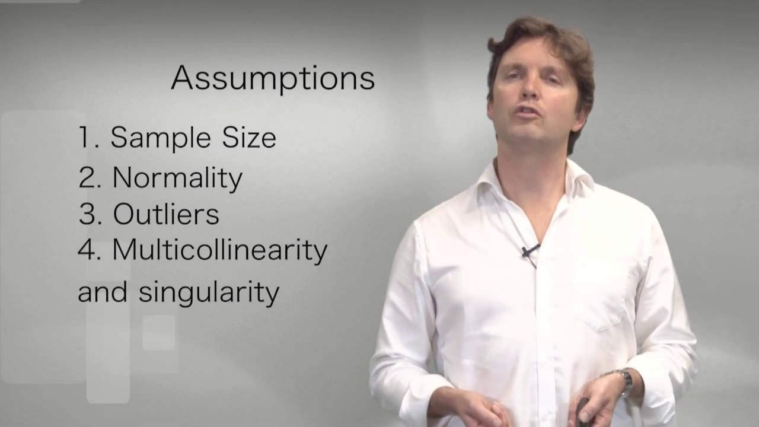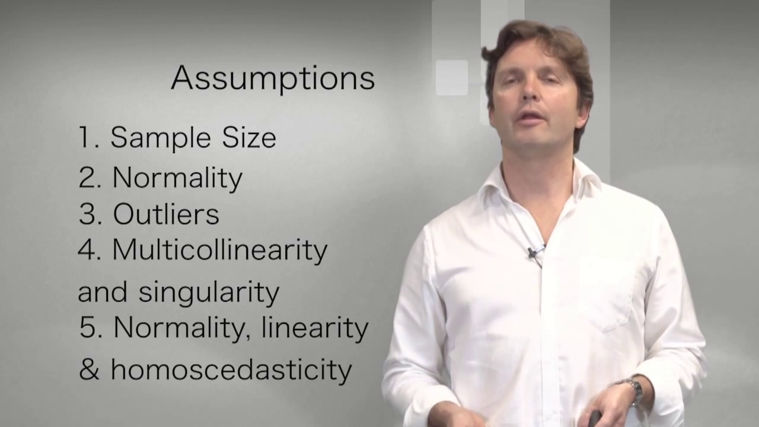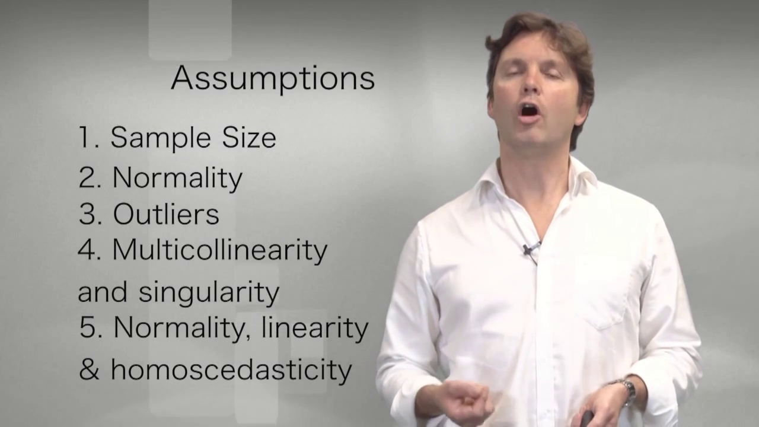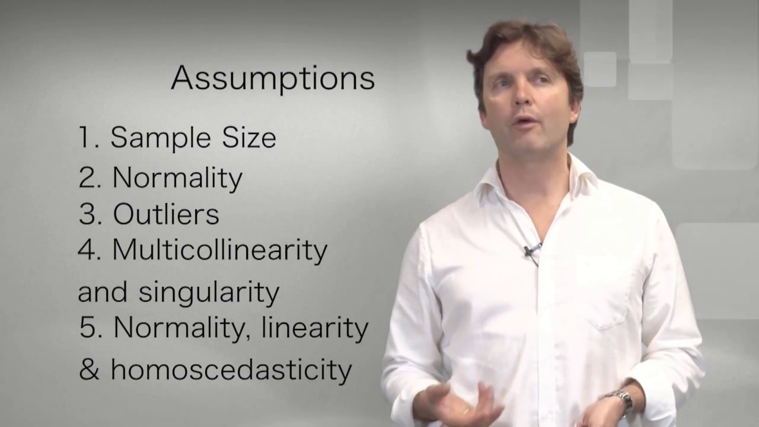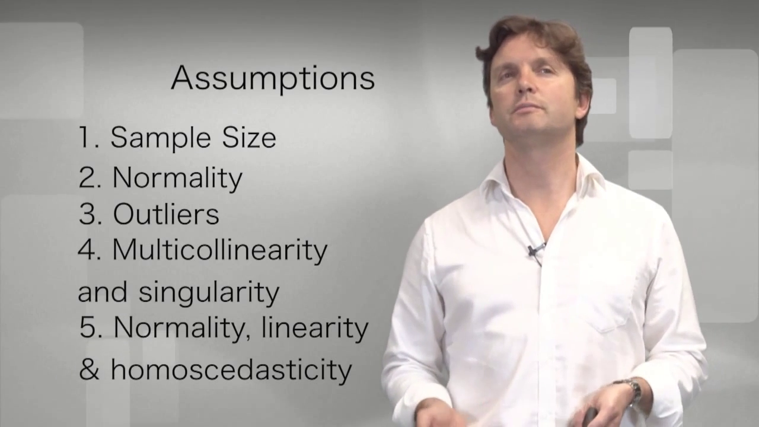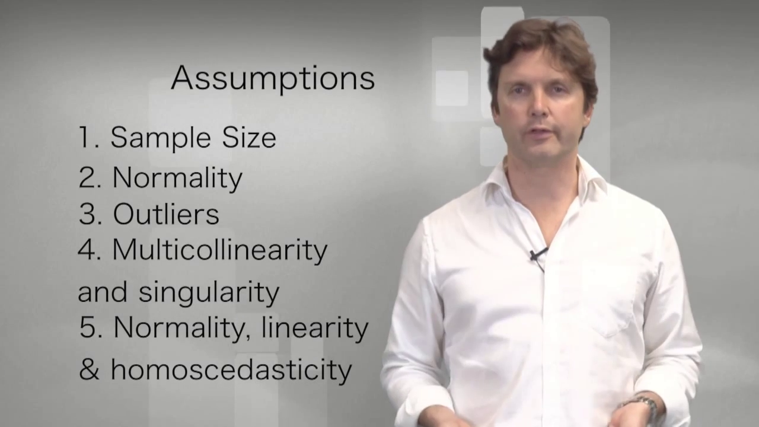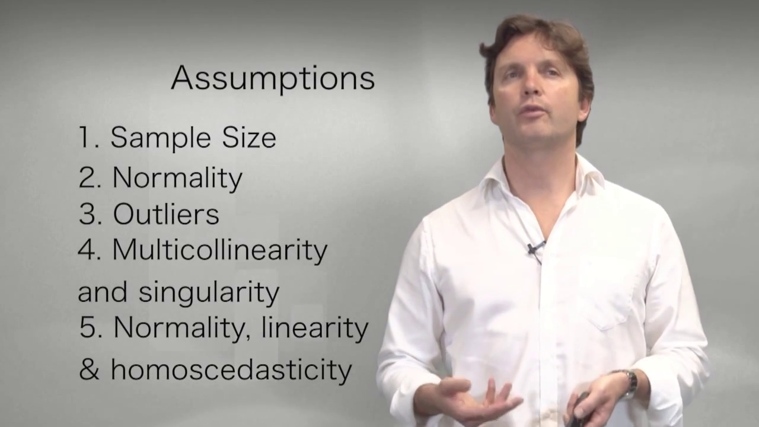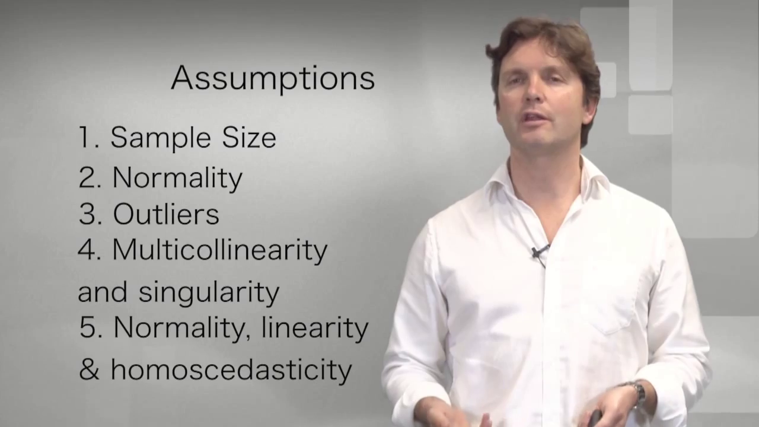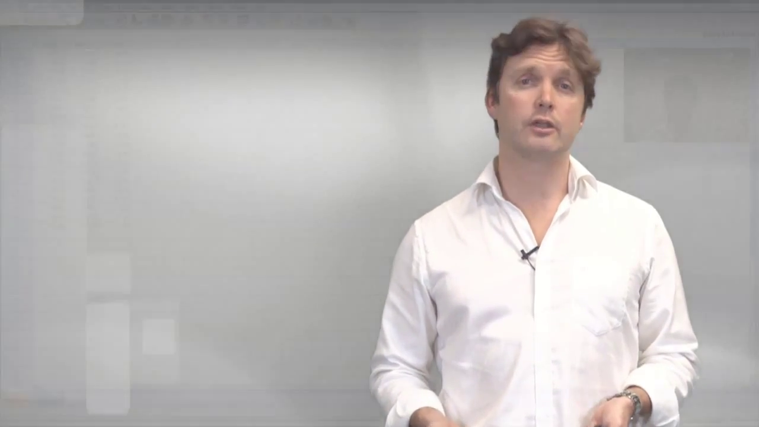The fifth assumption looks at normality, linearity and homoscedasticity of the residuals. Remember that the residual is the difference between the actual and the predicted score of the criterion or dependent variable. These three assumptions are assessed graphically in this lecture.